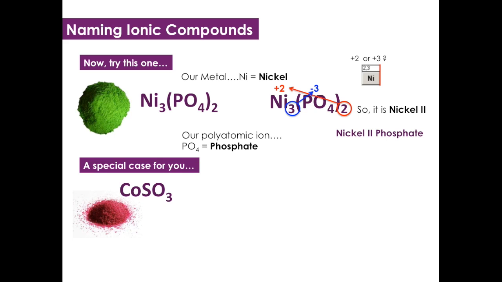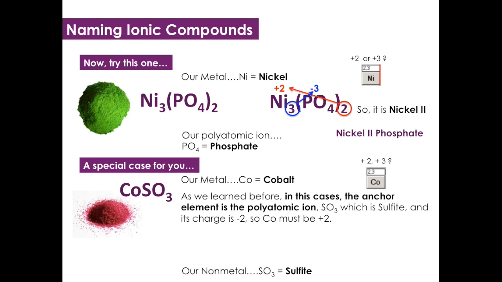A special case for you. A metal, Co, is cobalt. A polyatomic ion, SO3, is sulfite. Is cobalt working with positive 2 or positive 3? As we learned before, in these cases the anchor element is the polyatomic ion, SO3, which is sulfite, and its charge is negative 2. So cobalt must have a charge similar but positive, so it's positive 2. Analyzing it, both of them have a subscript of 2 giving a negative 2 and a positive 2 charge. And the name will be cobalt 2 sulfite.